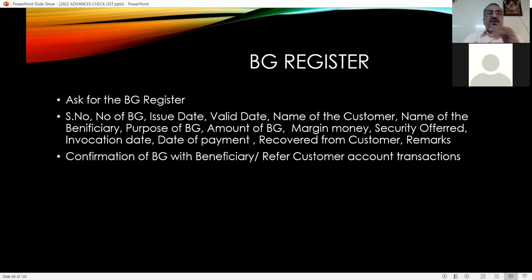Confirmation of the BG with the beneficiary: refer to the customers upon transaction. Here, the bank guarantee has been issued by the banker. The beneficiary has to confirm that they have received the bank guarantee and accept the terms and conditions stated in the BG. So for that, please refer to the customer upon the transactions.